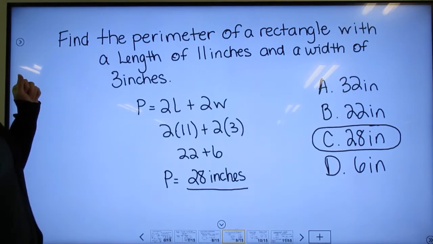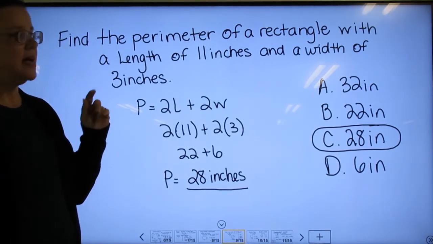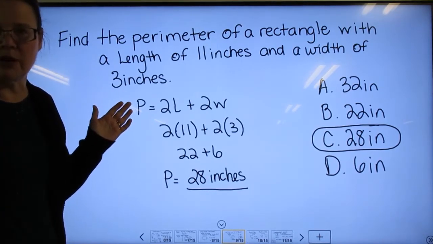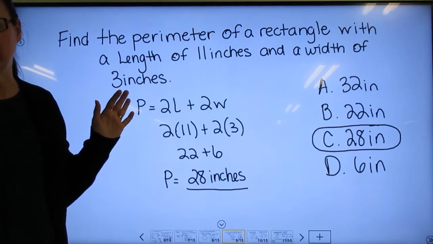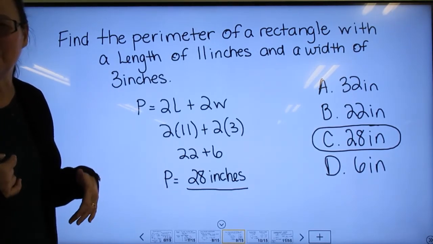Find the perimeter of a rectangle with a length of 11 inches and a width of 3 inches. Now this just gives you a word sentence with no picture whatsoever. And some people get a little nervous. I'm a visual person. I know what this would look like, but maybe some other people are not.